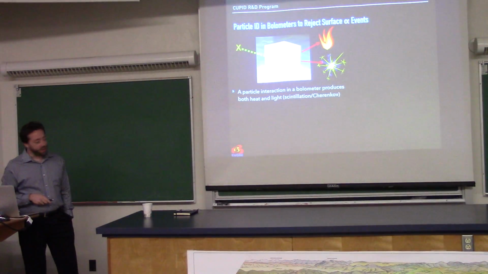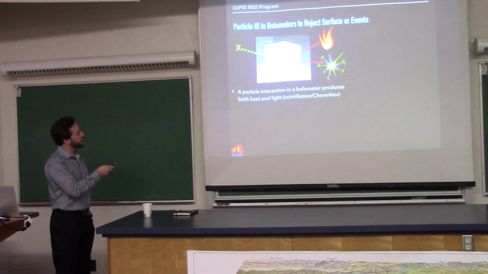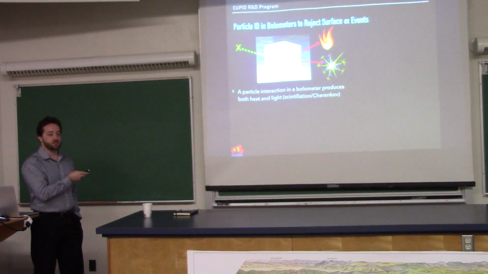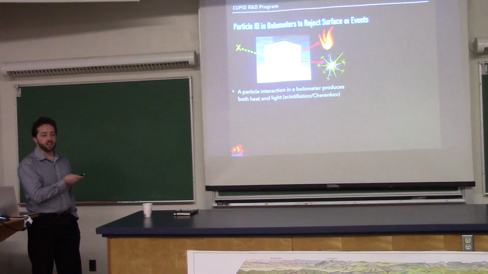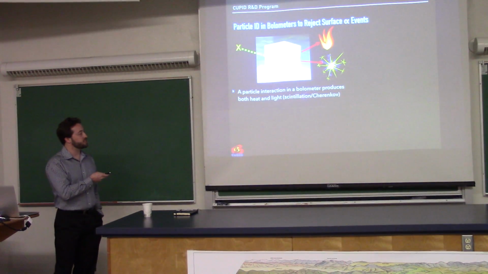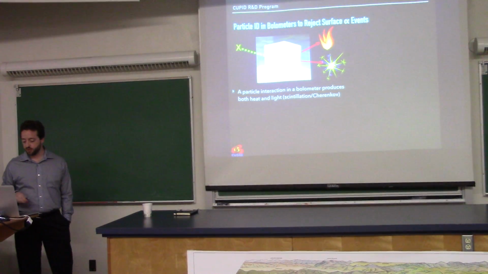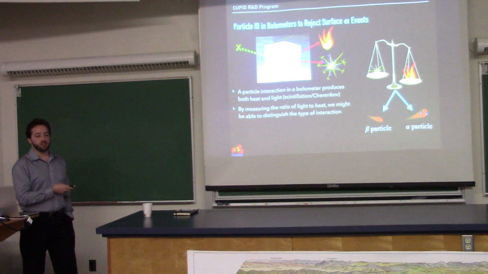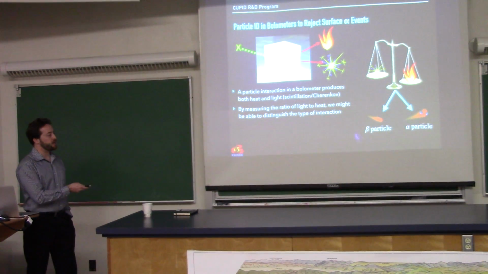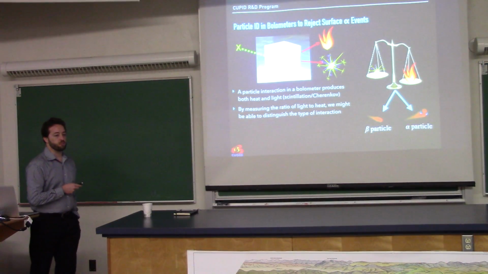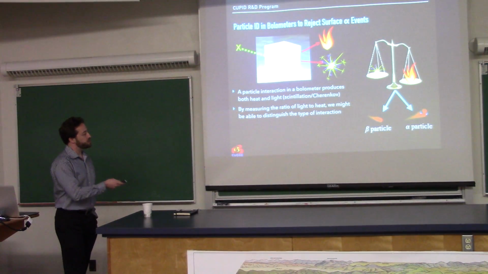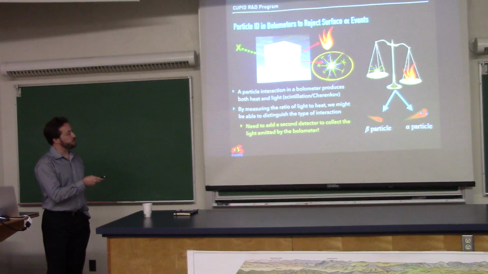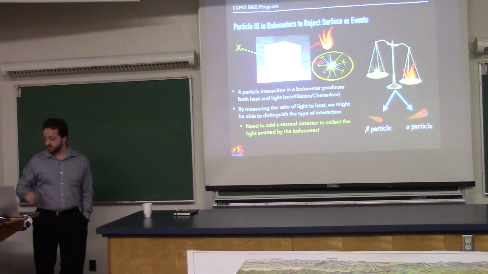But anyway, CUPID is based on the idea that when a particle interacts in our bolometer, it doesn't just produce the heat that we've been measuring so far, but it also produces a light signature as well. Whether that light is from scintillation or just Cherenkov light, it should produce some amount of light. By measuring both the light and the heat, and then taking the ratio, we should be able to distinguish a beta particle, which is our signal, from an alpha particle, which is our background. And so this is what we intend to do, but in order to do this, we have to be able to measure this light signal.